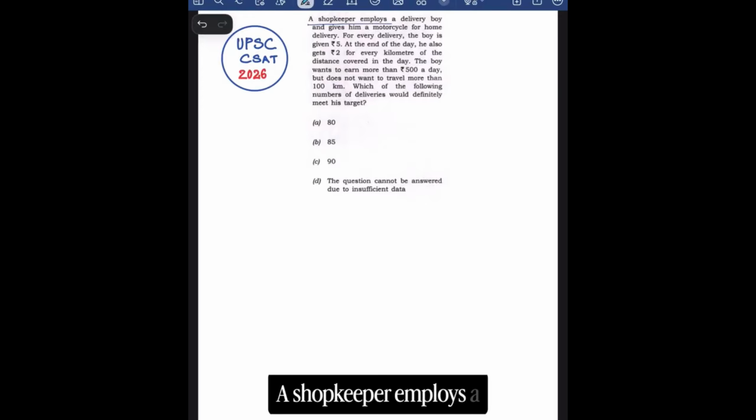A shopkeeper employs a delivery boy and gives him a motorcycle for home delivery. For every delivery, the boy is given rupees 5. At the end of the day, he also gets rupees 2 for every kilometer of the distance covered in the day. The boy wants to earn more than rupees 500 a day but does not want to travel more than 100 km. Which of the following numbers of deliveries would definitely meet his target?